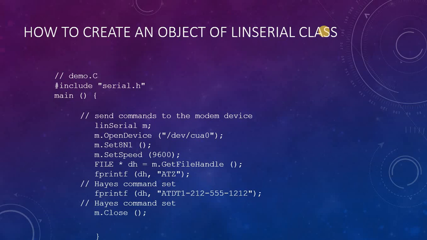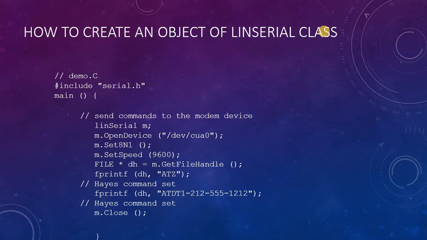Then you can set all the parameters: the speed, protocol, everything. So now, FILE *h, you create a handle for the file. After that, fprintf to h means you are simply writing a string called ATZ. That means you are sending ATZ through the serial line, and also sending another command, ATDT1 something. So when you execute this program, ATZ and all the AT commands will go straight through the serial wire and be dumped into the device.